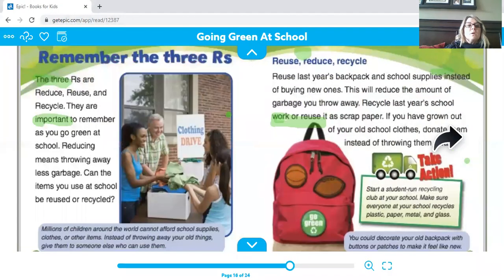Okay, so now let's look at the 3 R's. It says, remember the 3 R's. Let me get rid of that on the top of the screen. One second, everybody. I'm going to erase all that because we might find some new words.